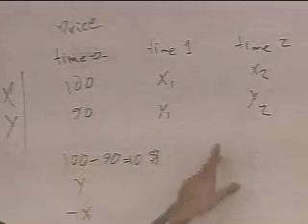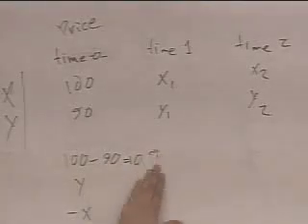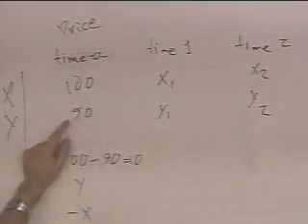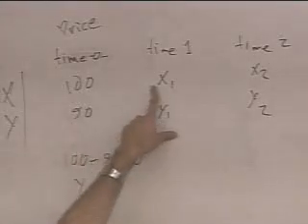Now in time 1, what happens? What happens in the next step is that somebody you bought this from would pay you Y1, and you have to pay this guy X1.